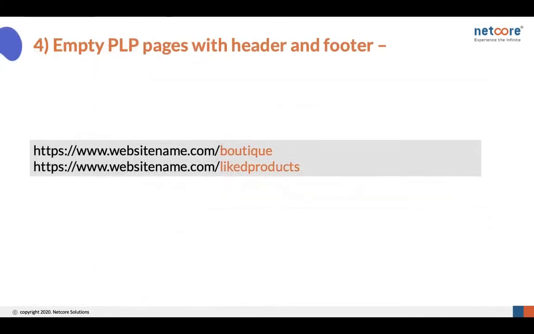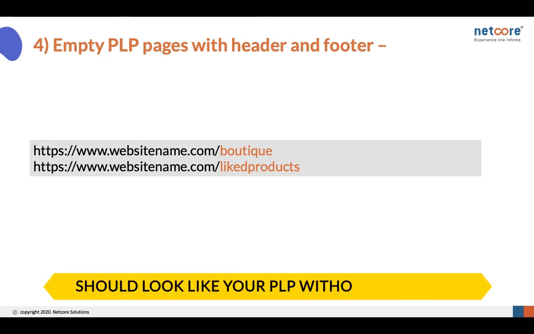Moving to point number 4, we will need 2 empty pages with /boutique and /liked products. If you plan to call the boutique something else, maybe a smart store, please create /smart store. We need these 2 pages to look exactly like your category page with a header and a footer, but without a left side filter panel.